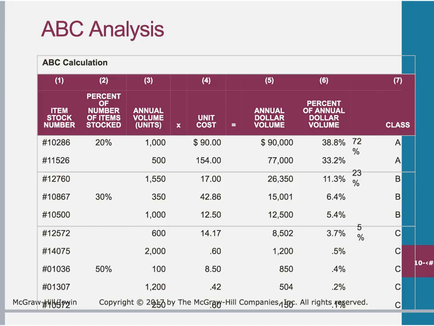And then the example here goes into detail. How would you calculate the revenue, right? The annual volume that you sell, the unit costs, and then from that, the volume times the cost gives you the annual dollar volume. And from there you can sort it and figure out what's your A, what's your B, what's your C SKU.